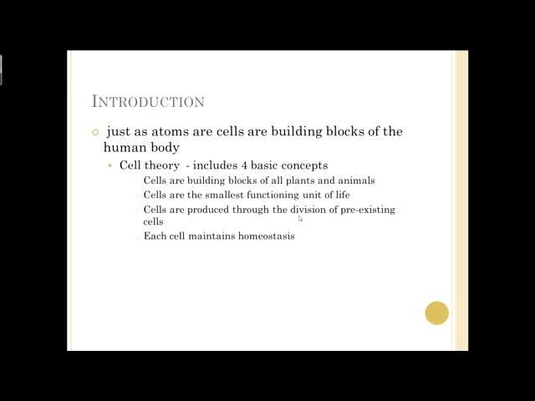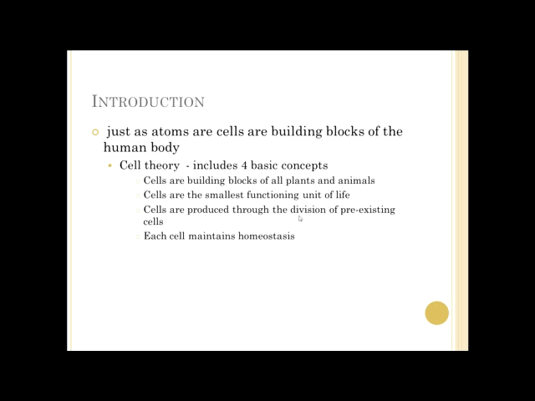Introduction here. Just as atoms are building blocks of chemistry, cells are the building blocks of the human body, and that brings us to some terms here that we need to be aware of, which is cell theory. It includes 4 basic concepts. Cells are building blocks of all plants and animals. Cells are the smallest functional unit of life. Cells are produced through the division of pre-existing cells.